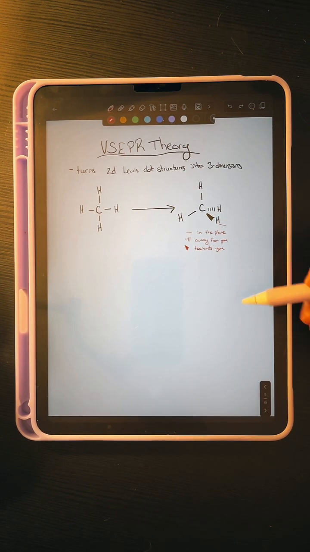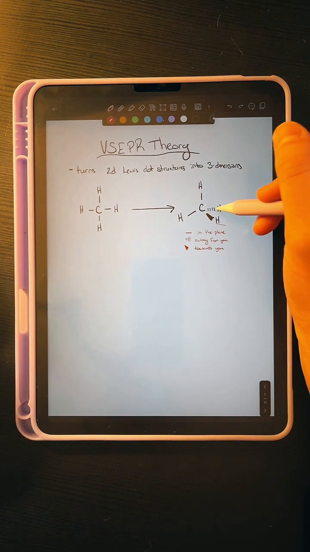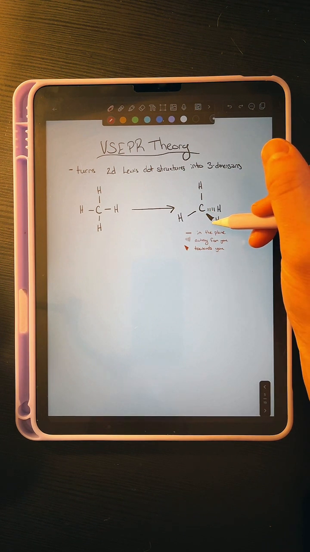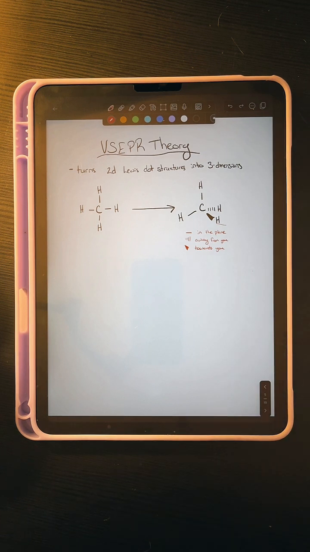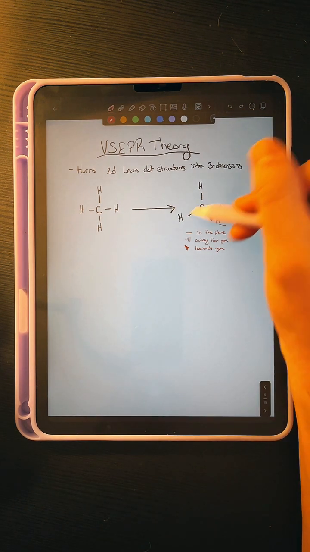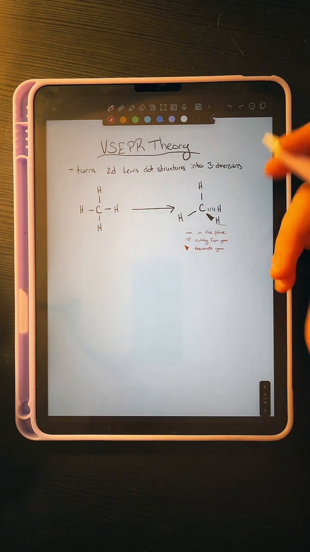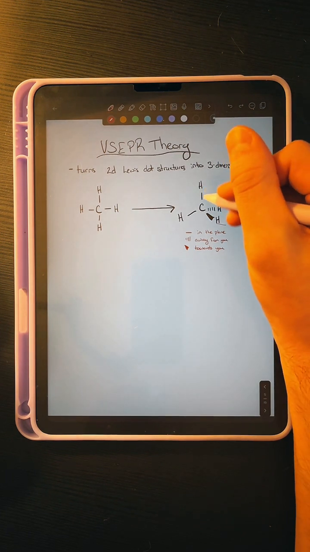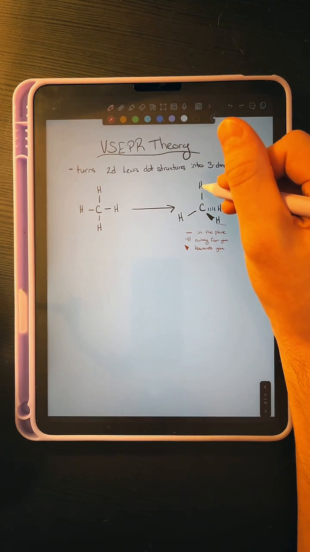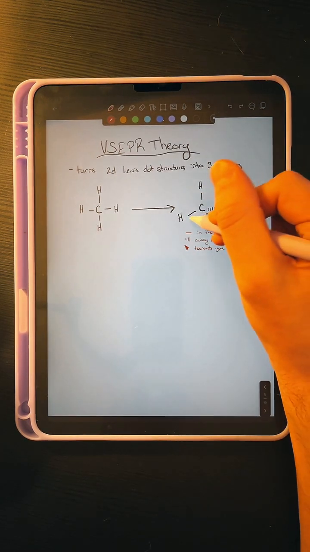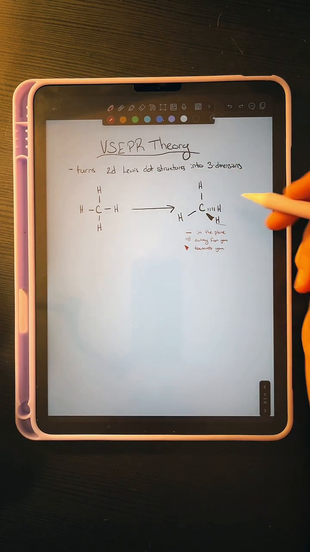Where we start to see things in 3 dimensions is when we have these dashes and wedges. Do they still count as a bond? Yes, they do. So they still do count as a bond. So we have one line here that is a single bond. We have another line here that is a single bond.